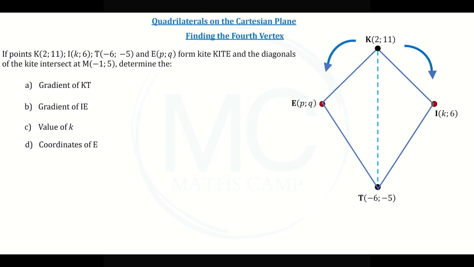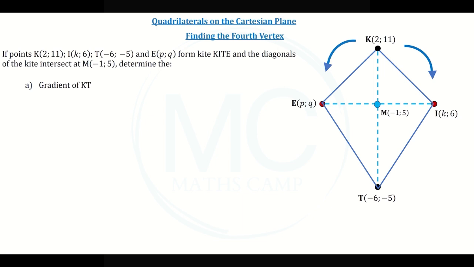We know that points K and T are in the correct places, but even though we aren't exactly sure of points I and E, they are still vertices of the kite. KT is one diagonal, which means IE must be the other. We can draw this diagonal in as well. Furthermore, the question also tells us that the diagonals intersect at M, so let's plot this point and label it M. Now we have a better diagram to work with. So let's start with part A.